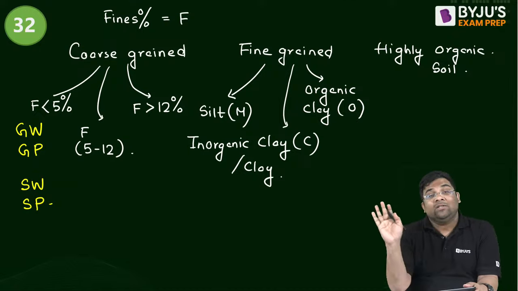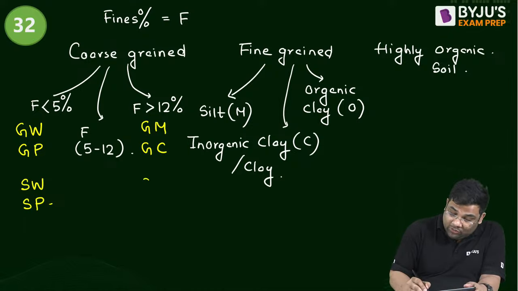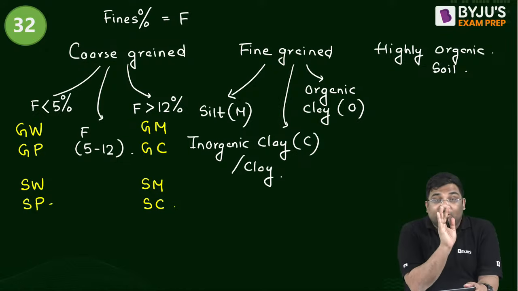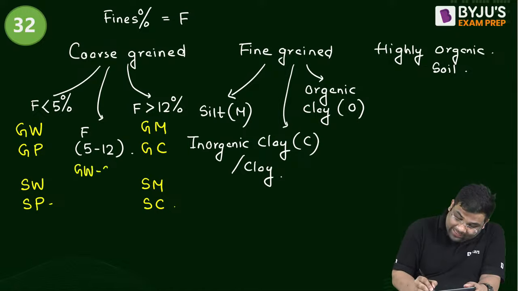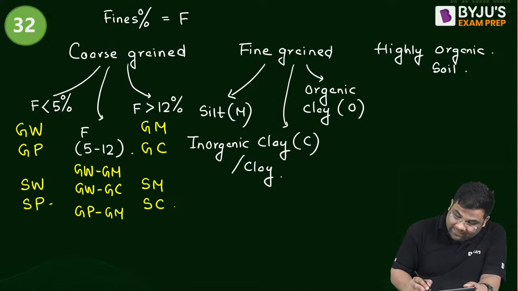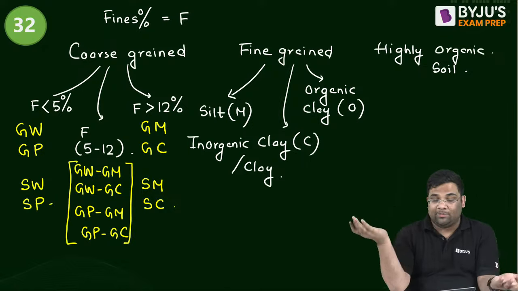Now when the percentage is more than 12%, then I classify this as silty gravel or clayey gravel, and silty sand or clayey sand. And when it is between 5 and 12, then I give dual names. Dual names like this. We see all the combinations and apply the rules. I'm not writing the rules here. This is only for gravel, we can go for the sand also. The rules, obviously, we'll see in some other lecture.